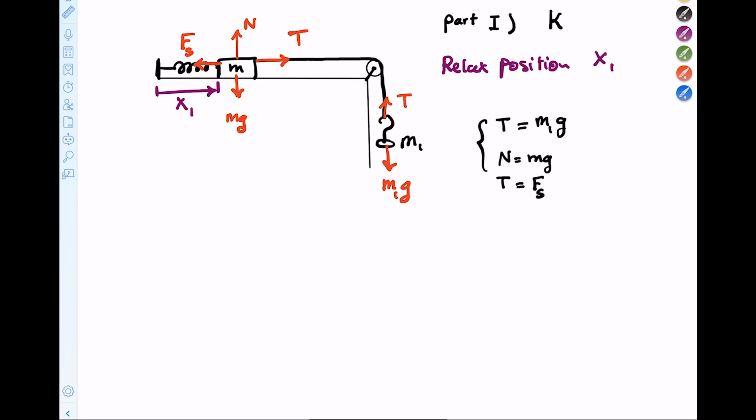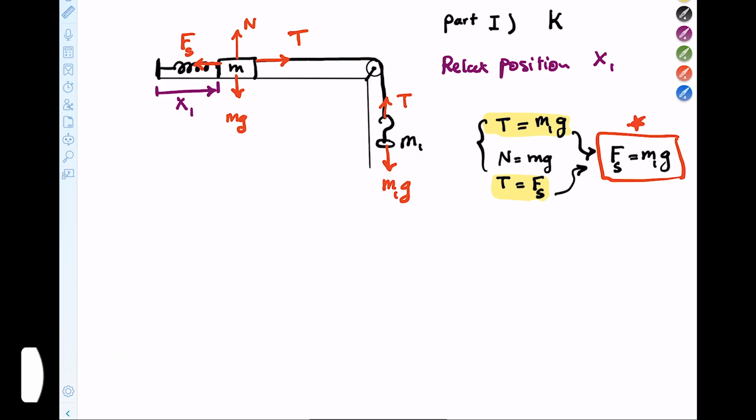I'm going to highlight the two formulas that I'm going to use: this one from the hanging mass, and this one. Tension is equal to M1G for the hanging mass, and it's also equal to the force of the spring. So from these two, I can conclude that the force of a spring is M1G. I'm going to put this in a box because I'm going to use it.